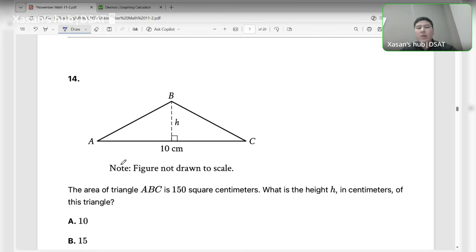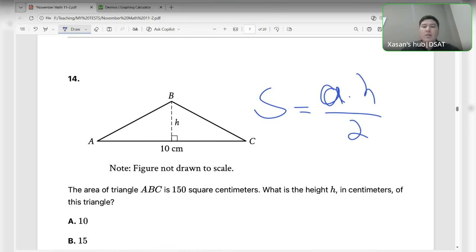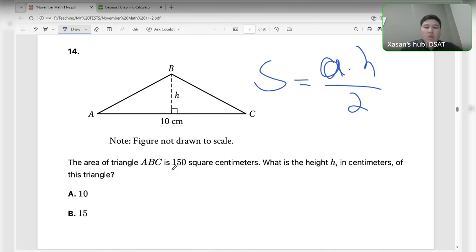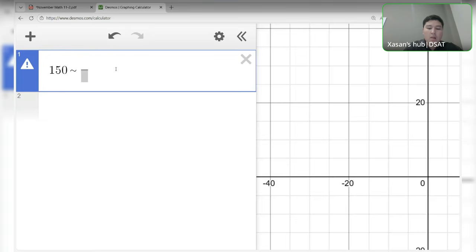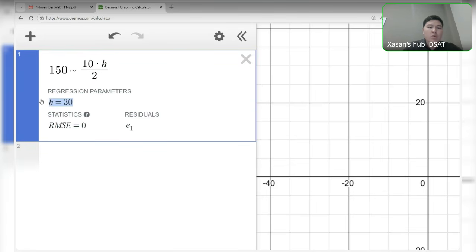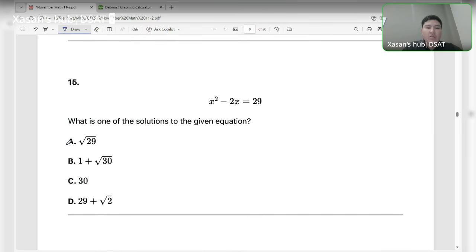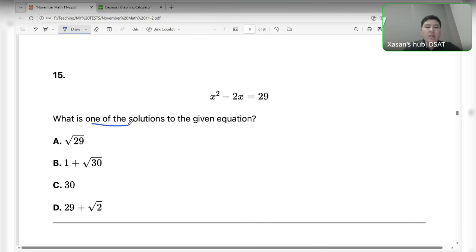And question 14, the area of the triangle, guys. You have to know how to find the area. It is A times height divided by 2, where A is the base and H is the height. And you got the area, which is 150, and what is the height? Okay, if you have a base 10, you can do the calculation with decimals. A, which is 10, multiplied by height, divided by 2. So height is now 30. The answer, C.